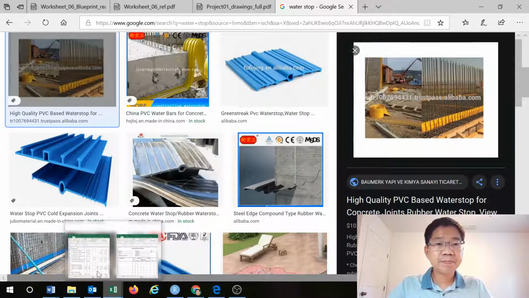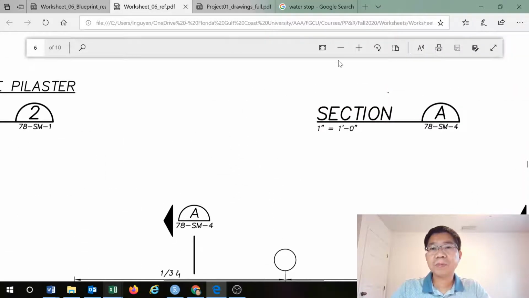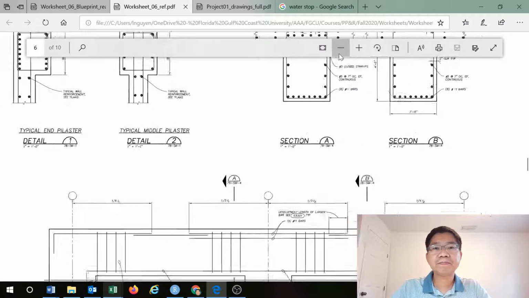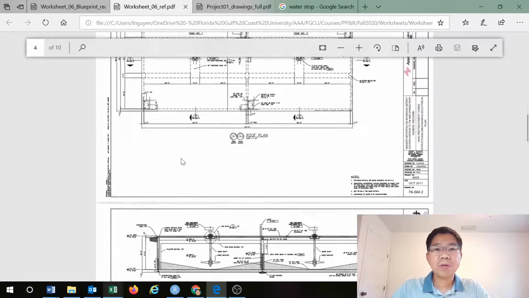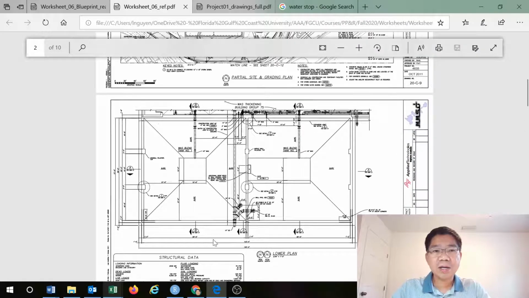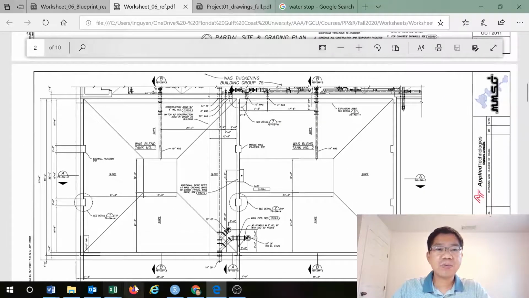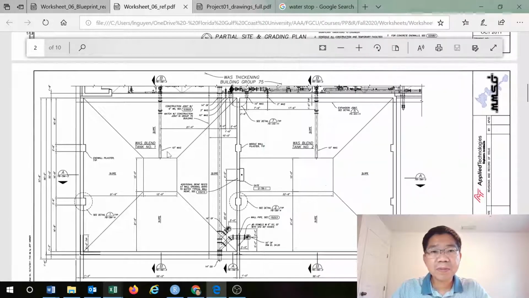So let's go to this drawing. It goes surrounding, in the intersection between the bottom slab and the wall. It goes surrounding this tank, or surrounding that tank, and with that we can have the number there for water stop in the bottom slab. Okay, so that is one side, this one, and then you have a bottom slab.